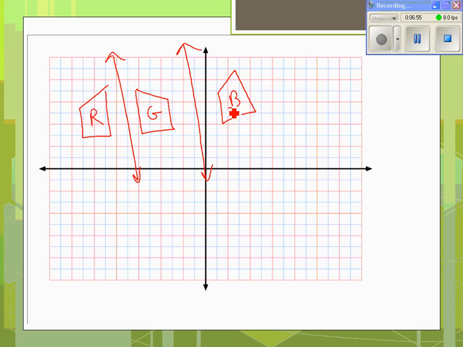They reflected it over line B, and then they took the green to get to the blue. What did they do? Reflected over A. So is the blue one a slide of the red one? Yeah, it looks exactly the same. Other questions?